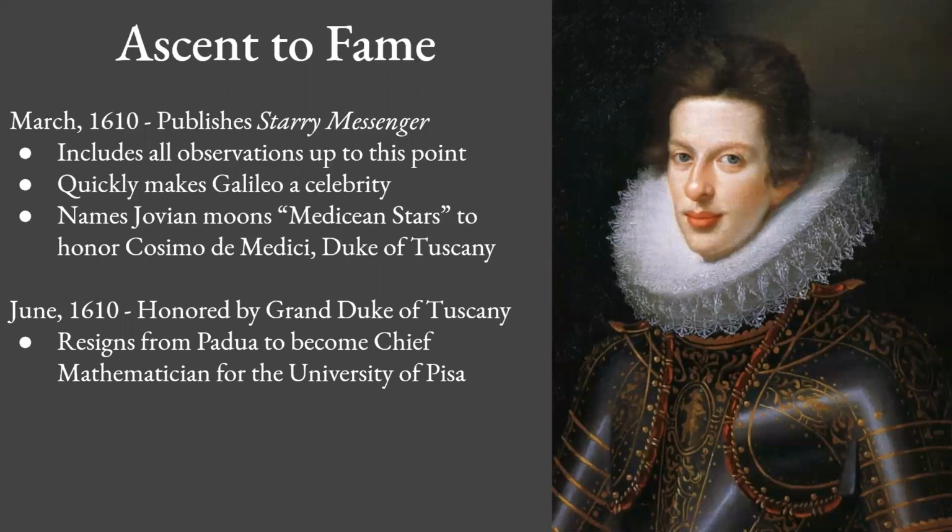And a few months after that, the Grand Duke responds. He got a really nice, pretty telescope from Galileo, and so he decides to honor Galileo. Galileo is able to resign from his position at Padua. He had been there for 18 years, and he's able to get this basically honorary title of chief mathematician for the University of Pisa.